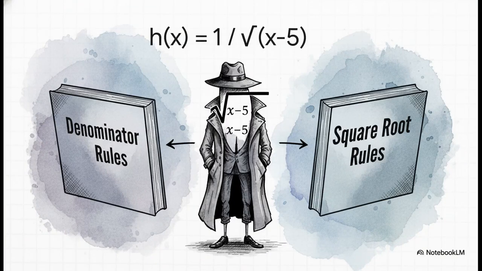All right, detective, you're doing great. Time for the boss level. Case file number 3, the double agent. Now take a close look at this function. We've got a square root inside a denominator. This is a big deal, because now we have two different rules we have to follow at the same time.